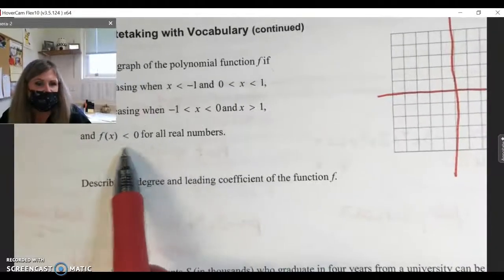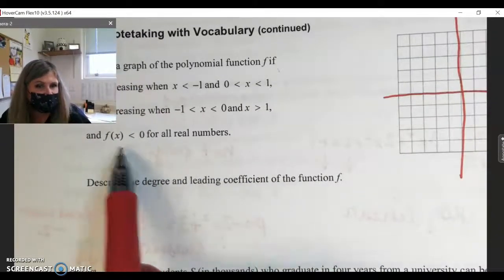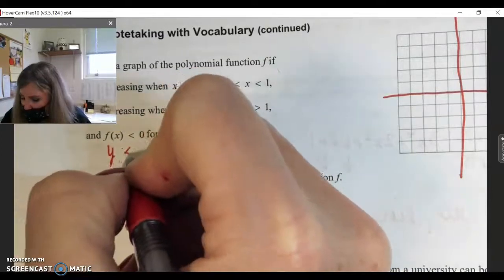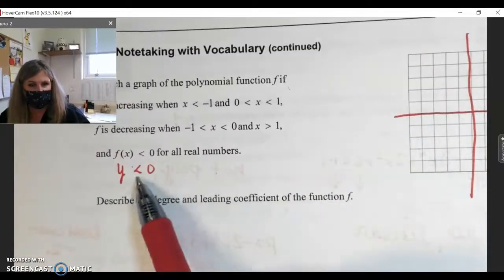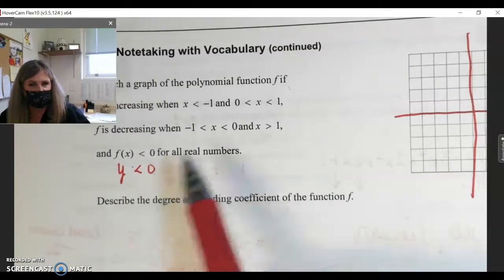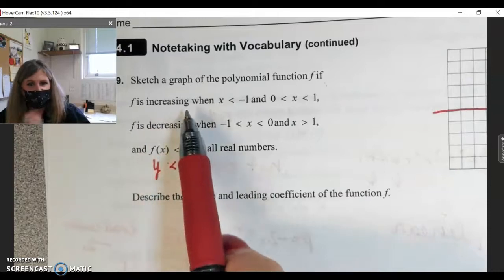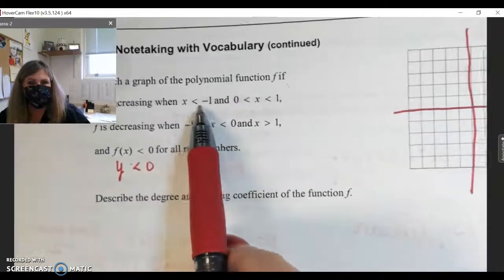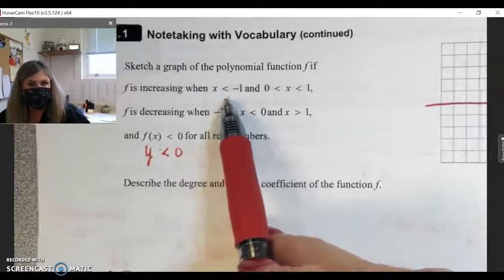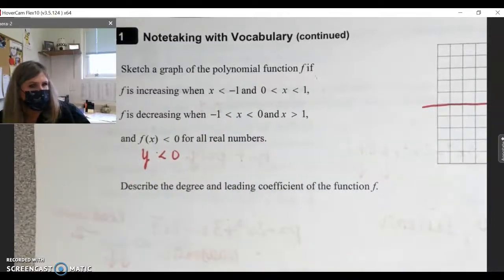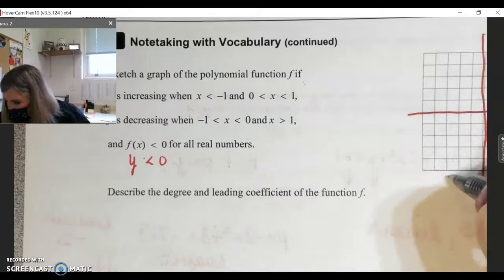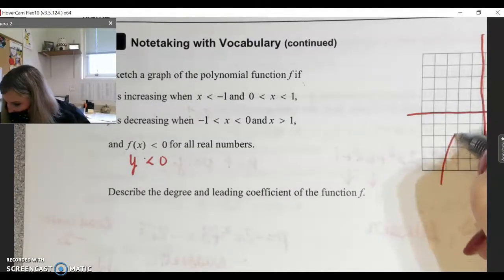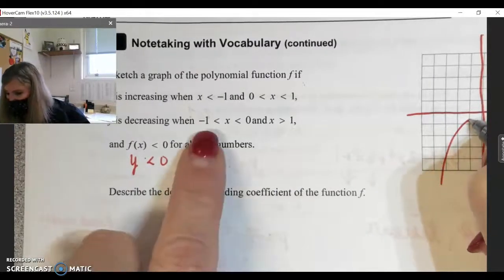First of all, what does f of x mean? Y. So this is saying y always has to be less than 0. So I am always going to have to stay below this x-axis if all my y's must be negative. Now, it says my function has to be increasing until I get to negative 1. So what does increasing mean? Going up. So until I get to negative 1 for x, I have to be going up, okay?